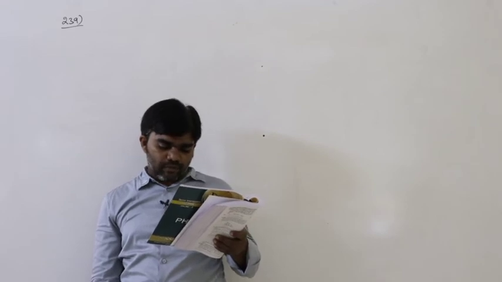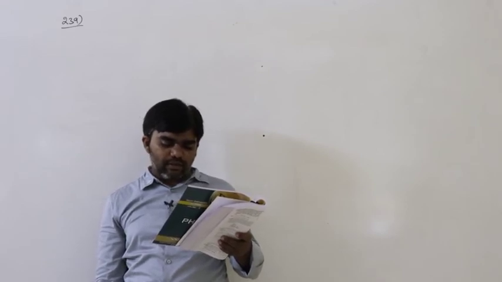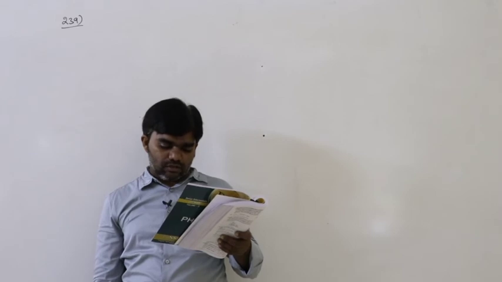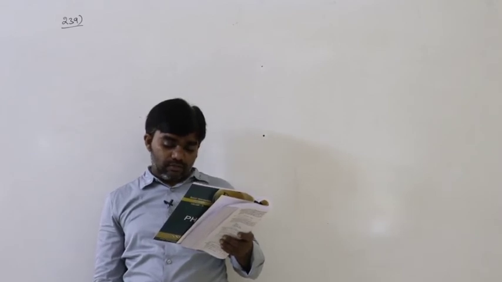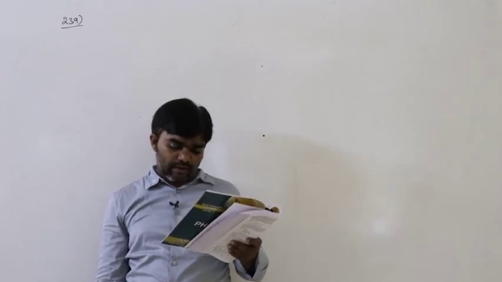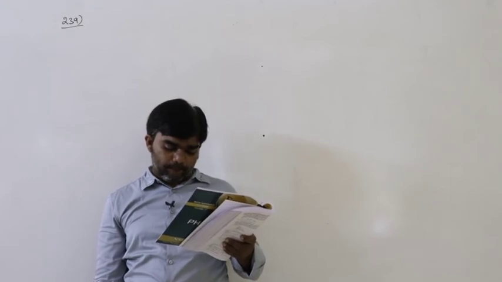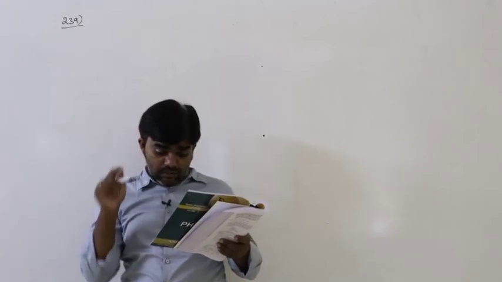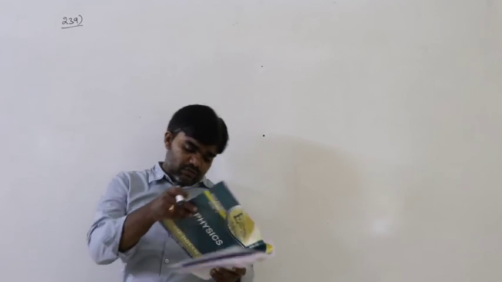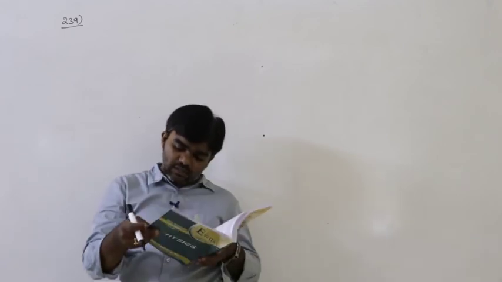Calculate two conditions. First, the terminal velocity achieved by the rod. Second, the acceleration of the mass at the instant when the velocity of the rod is half the terminal velocity. So what is the situation? That we have to calculate.